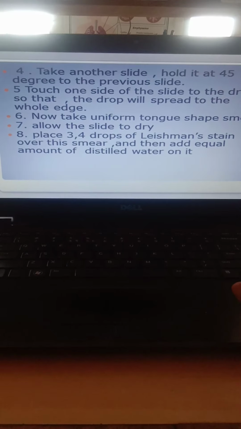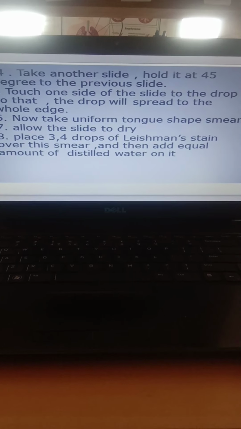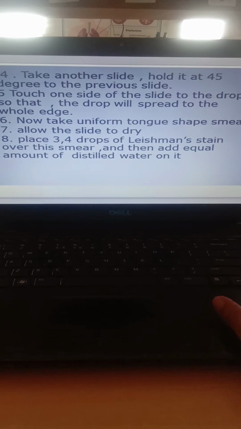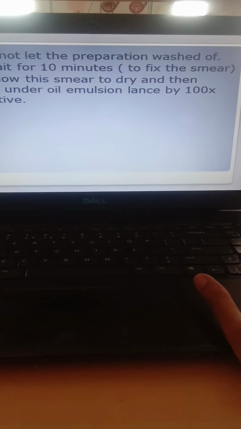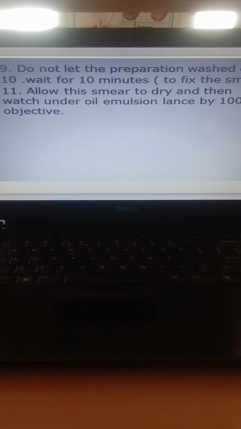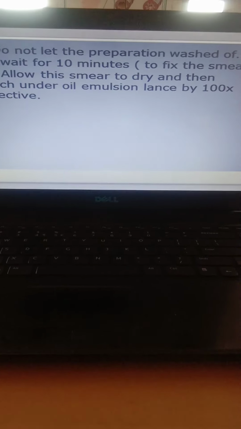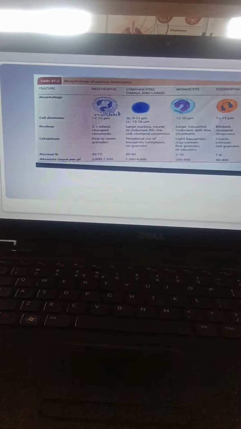Now make a uniform tongue-shaped smear and allow the slide to dry. Add 3 to 4 drops of Leishman stain over that smear, and then add an equal amount of distilled water on it. Do not let the preparation on the slide get washed off. Wait for 10 minutes; this waiting is for fixing the smear. Now allow the smear to dry, and then examine the smear under the oil emulsion lens, that is the 100x objective.